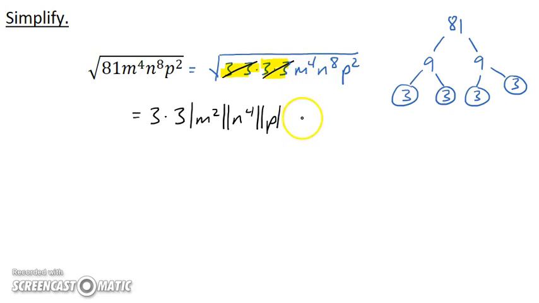And if that happens, that's okay. I just don't have any radical left. Everything came out. This was actually a perfect square. Now I should simplify this. What do I have? Well, 3 times 3 is 9. I don't need the absolute value around m squared because it's an even power. I don't even need absolute value around n to the fourth. That's an even power also. But p is an odd power, so let's keep it around him. And there's my simplified answer. The square root of 81 m to the fourth n to the eighth p squared is 9 m squared n to the fourth times the absolute value of p.